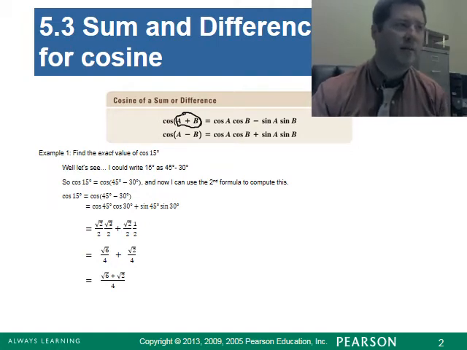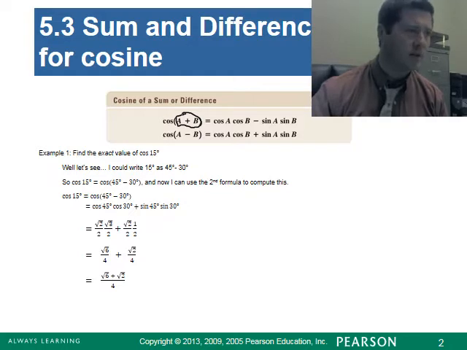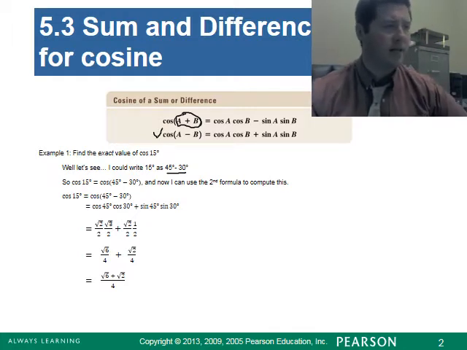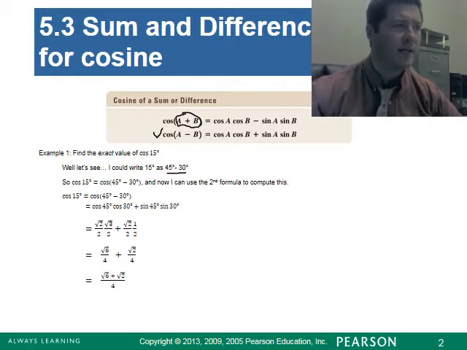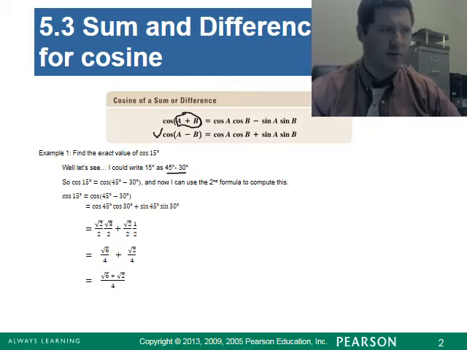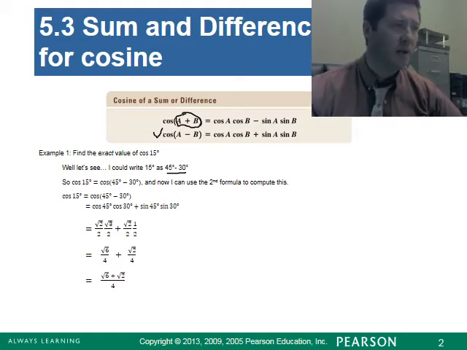That's not one of our exact values, but we can rewrite it in terms of two angles that we can find the exact value of, 45 and 30. Right, 15 is equal to 45 minus 30. So it looks like we'll be using the second formula here, the one that uses subtraction. So to find cosine of 15, we can instead find the cosine of 45 minus 30, because 45 minus 30 is 15. And then we just apply our formula.